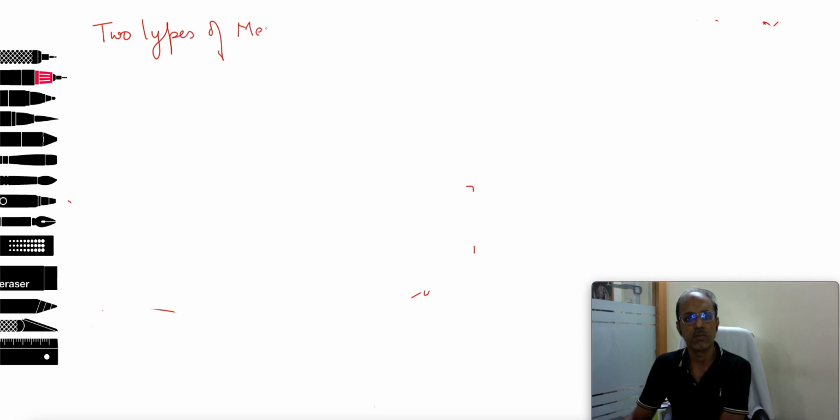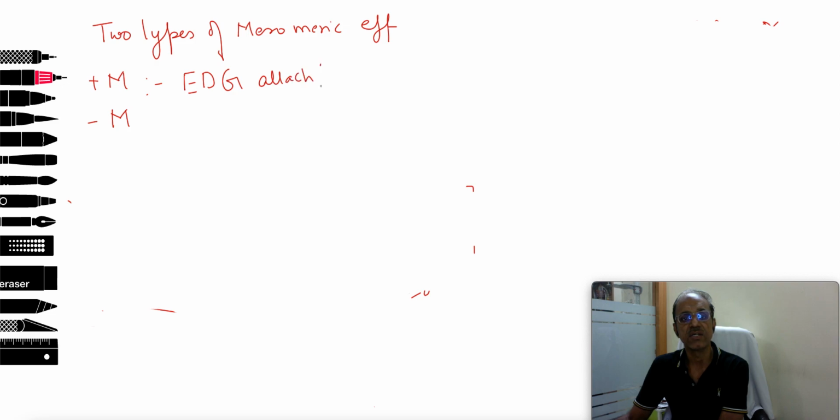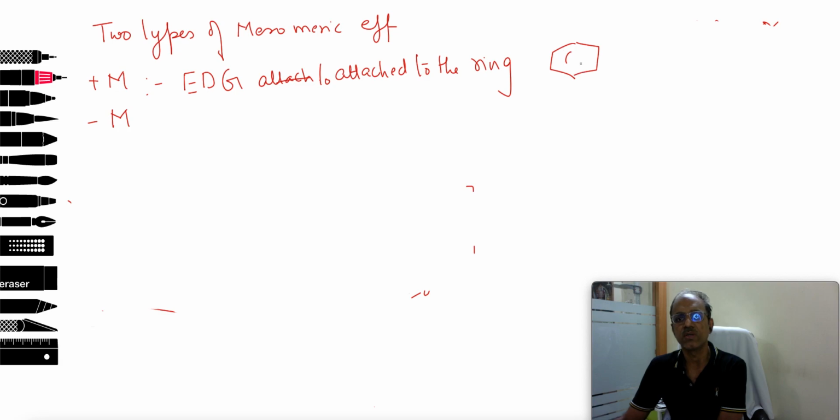Fine. Okay. Mesomeric effect. Mesomeric effect basically is of two types. One is plus M effect and the other one is minus M effect. What do you mean by plus M? It means an electron donating group attached to the ring. Just now we saw the example of phenol in which OH is an electron donating group. So this is plus M effect.